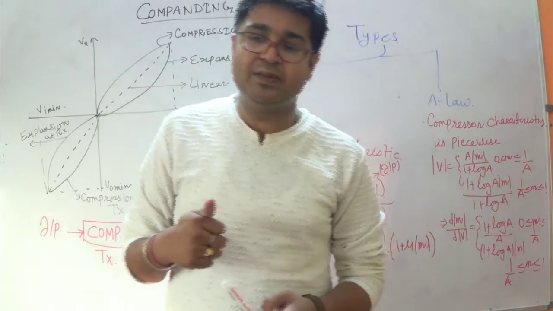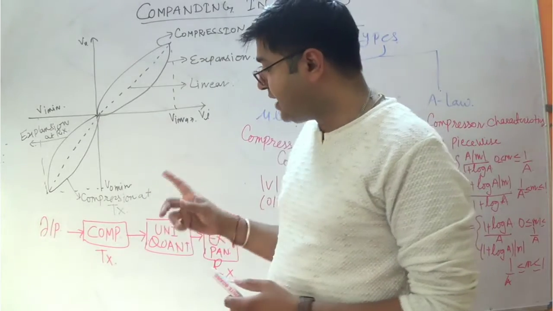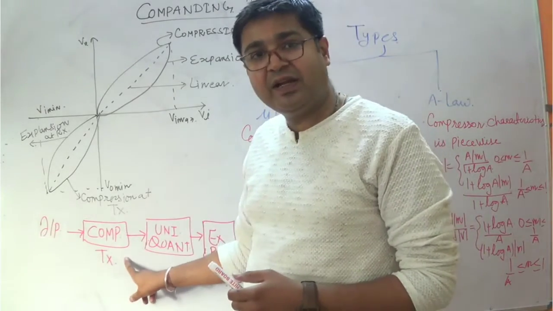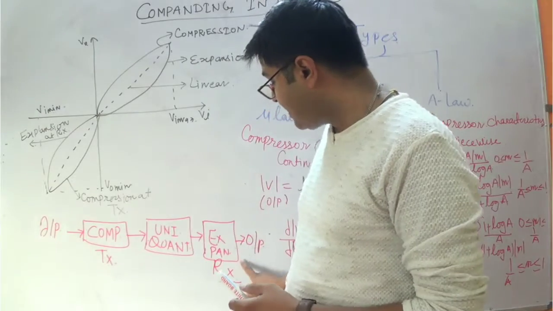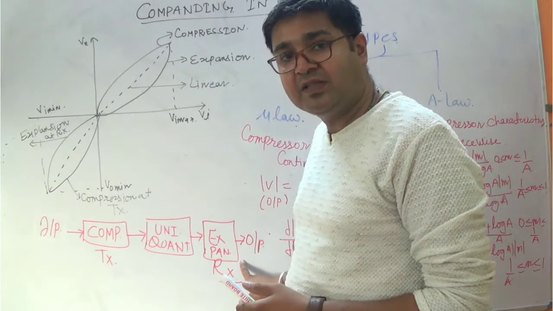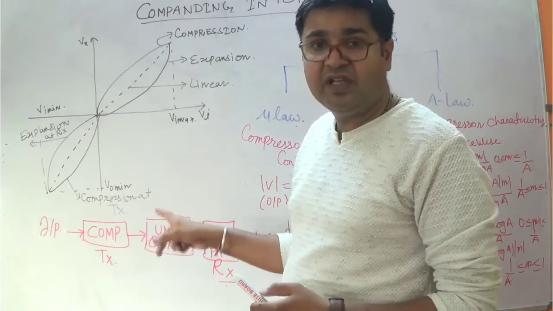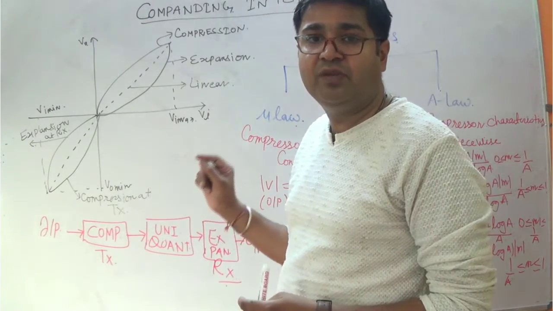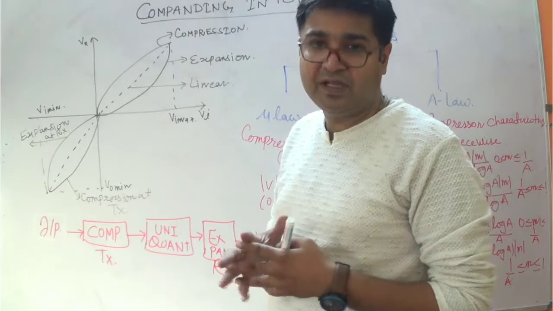So what we need to do is use this companding. In this technique, we use the compression technique at the transmitter side and an expander at the receiver side. By this method, we can actually get the required results by variations in step size.